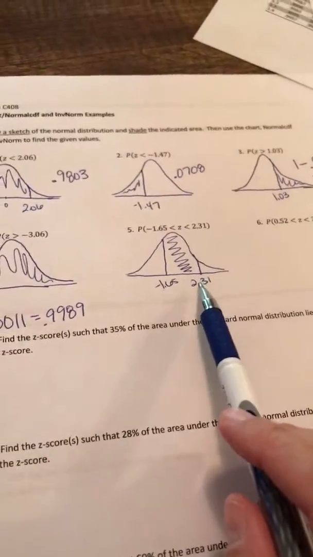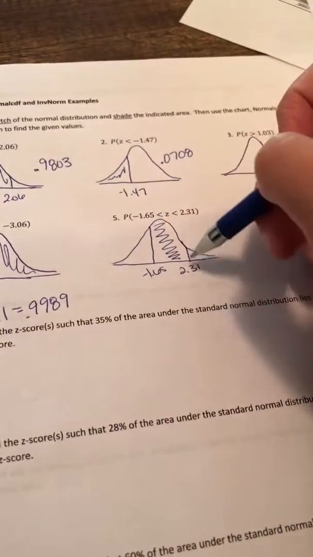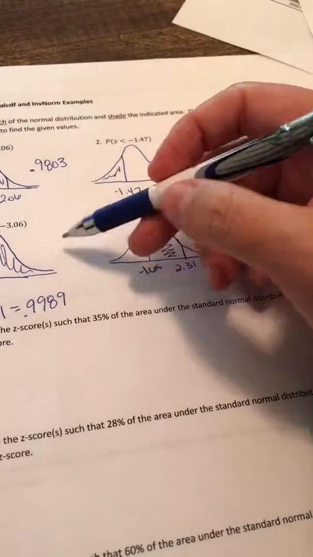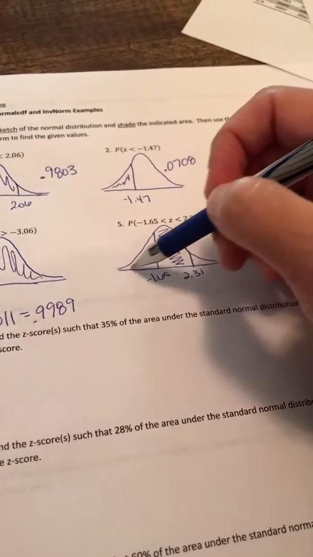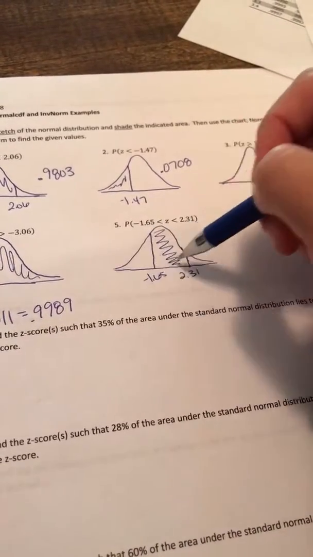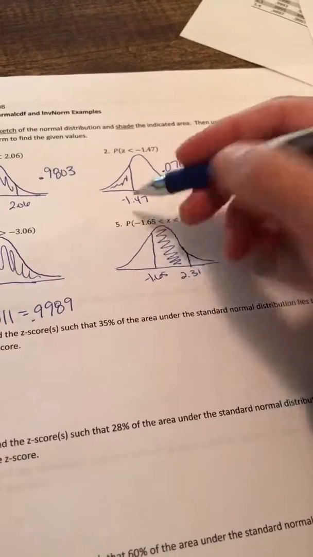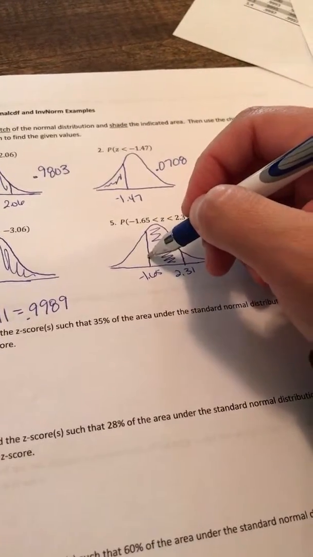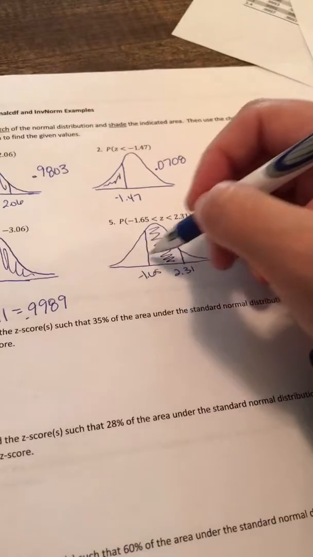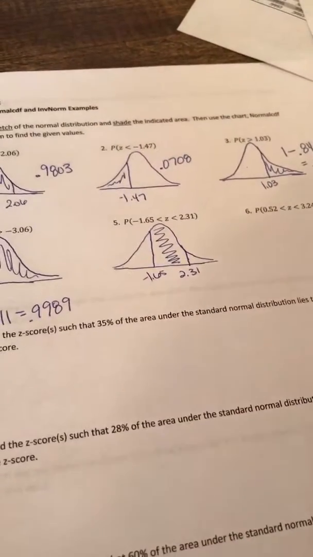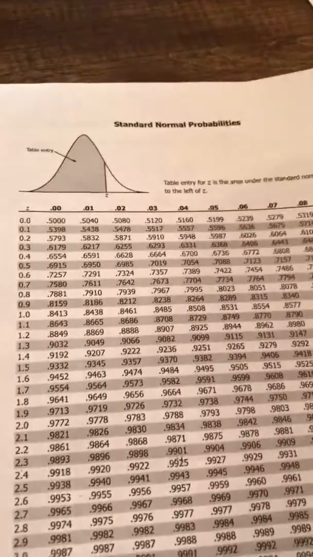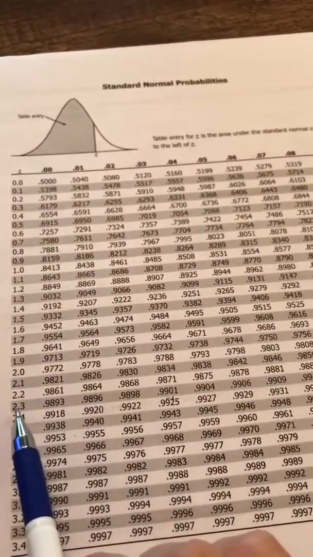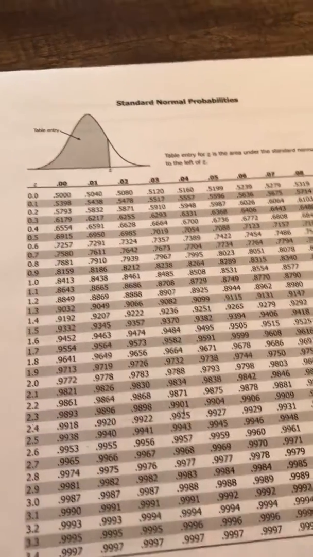If you still want to use the chart, remember the chart tells you the area to the left, so if we look up the value at 2.31, we'll have all of this to the left. So whatever that value is, we need to take off the value to the left of negative 1.65, and that'll leave you with what's in the middle. So if you go to 2.31 on the chart, 2.31 is 0.9896.